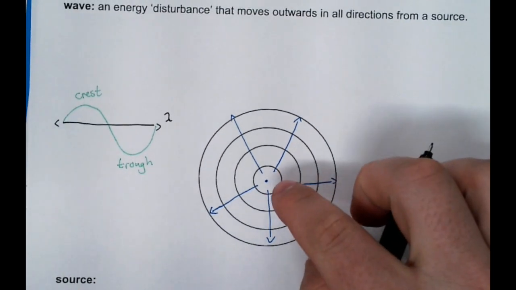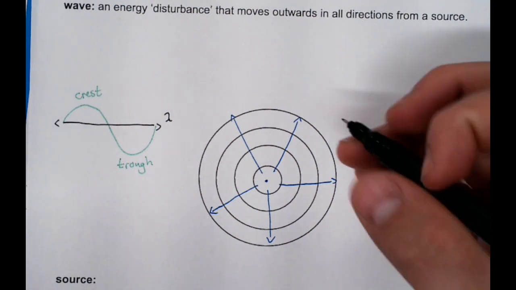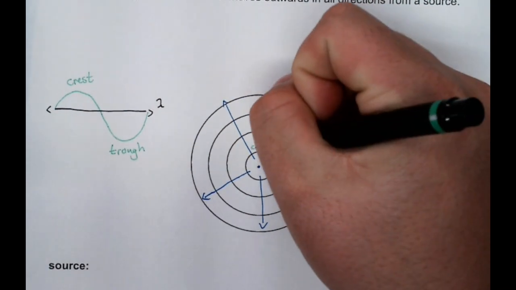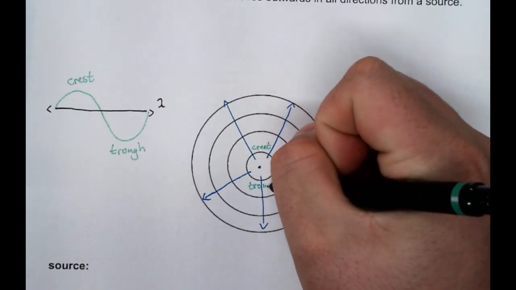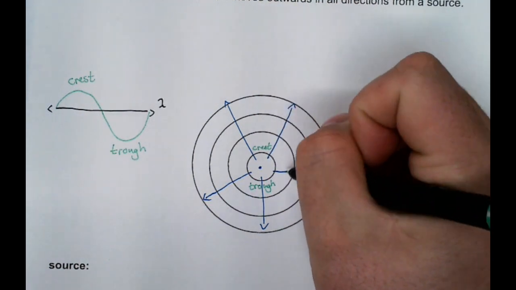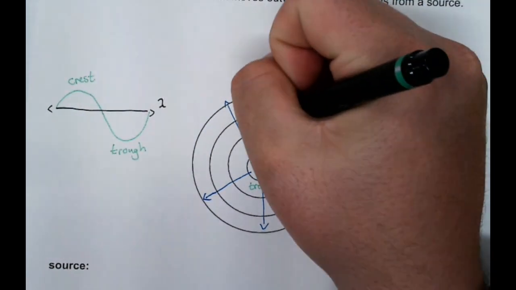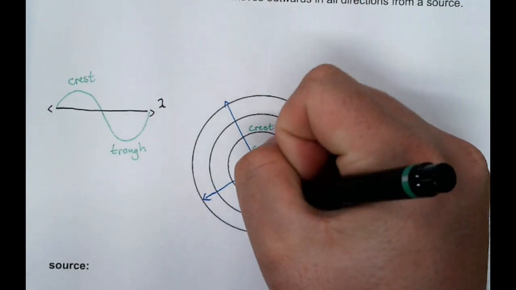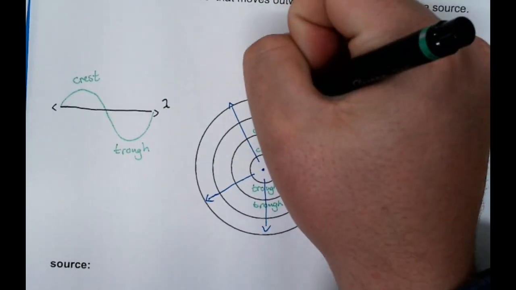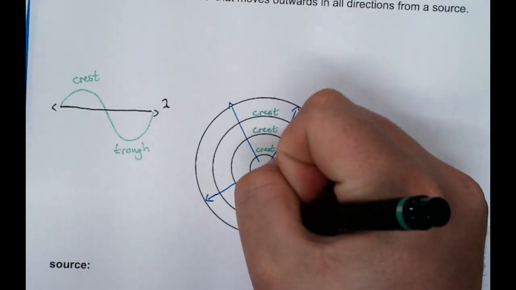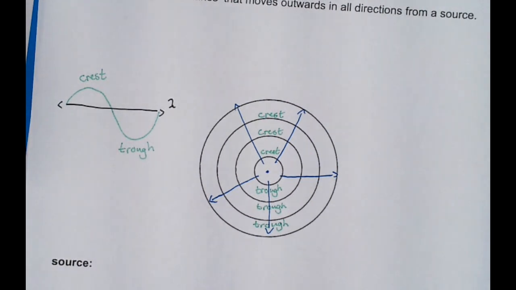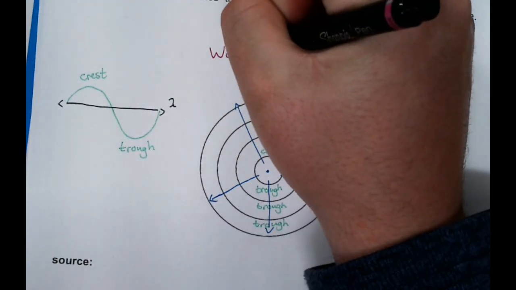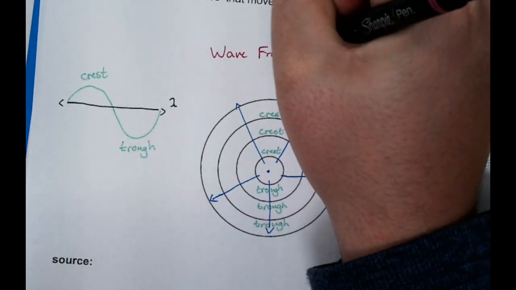It's the same thing when we look at a wave like this in physics. We have going up, this is our crest, and then down we have our trough. Each of these lines represents a different wavelength. So we have another crest and another trough, another crest and another trough, and so on and so forth. This type of diagram here, we call a wavefront diagram.